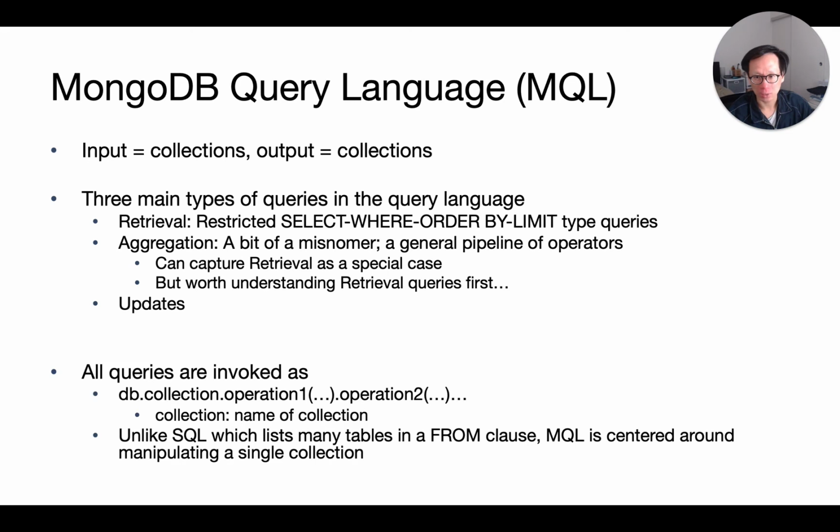Unlike SQL, however, all MQL queries are constructed as follows. We start with the name of the document collection, and we call various query operations until we are done constructing the query. The result of calling these operations is a final output document collection. As we will see, each operation is applied to a single document collection, unlike in SQL, where we can include multiple tables in the from clause.